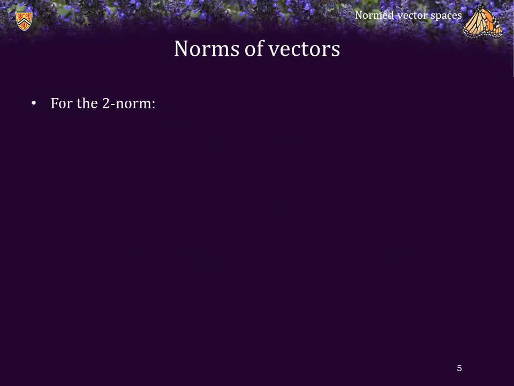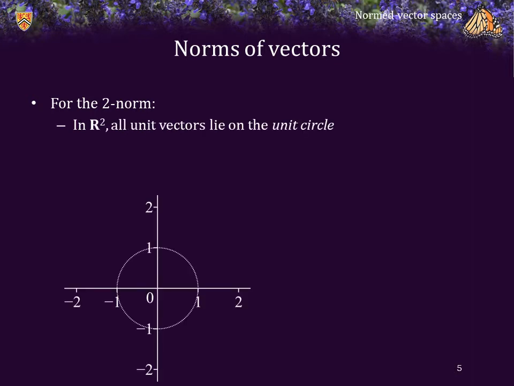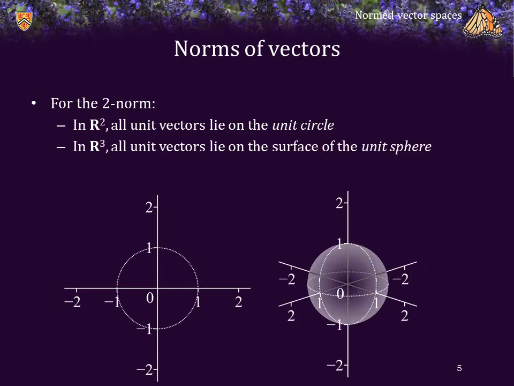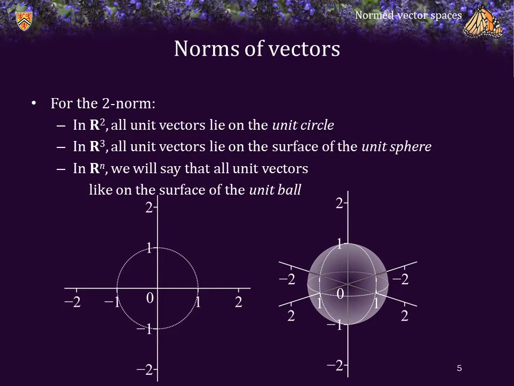Now, using the 2 norm, which is what we're going to use throughout most of this class, in R2, all unit vectors lie on the unit circle. In R3, all unit vectors lie on the surface of the unit sphere. And finally, we will say that in R to the n, all unit vectors will be lying on the surface of the unit ball for that particular dimension.